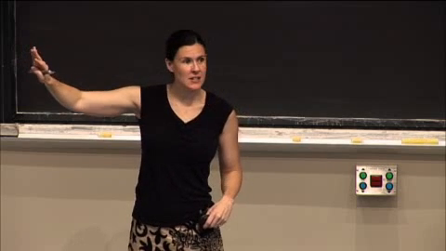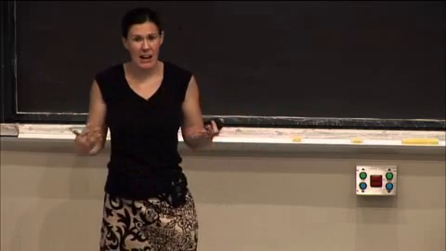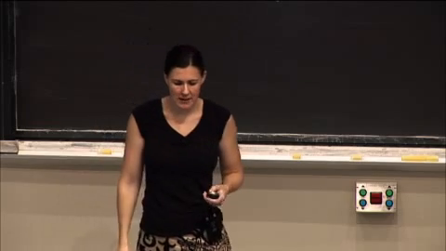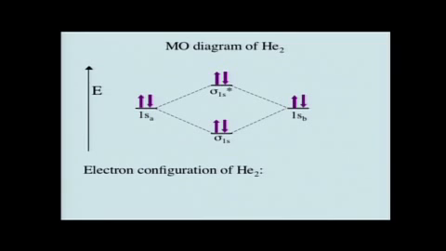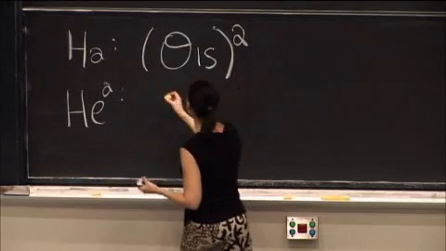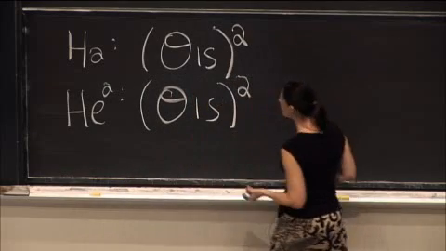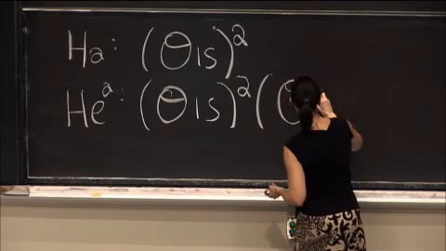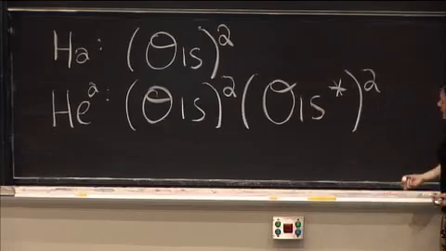So compared to the atoms, it should be somewhat the same energy. We shouldn't get any extra stabilization from forming the molecule. So let's go ahead and write what the electron configuration would be of He2. And again, we're just filling in the different orbitals. So we have sigma 1s, that's going to be squared, and then we have sigma 1s star squared.